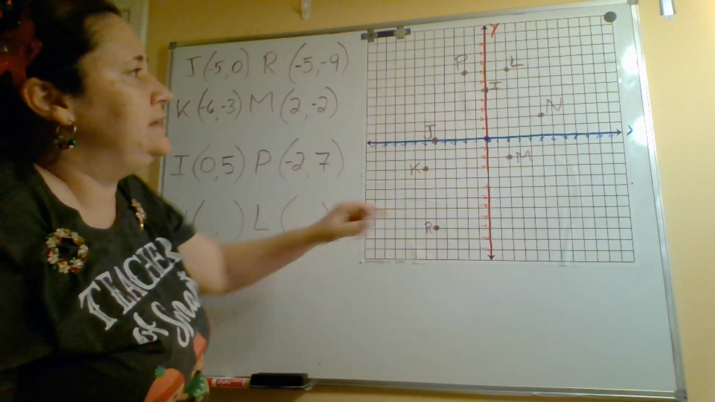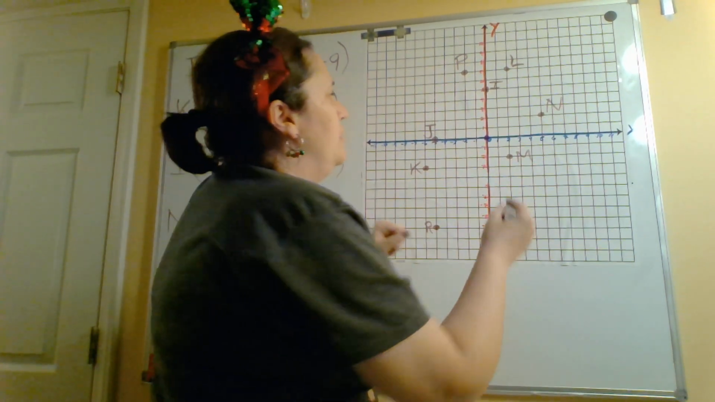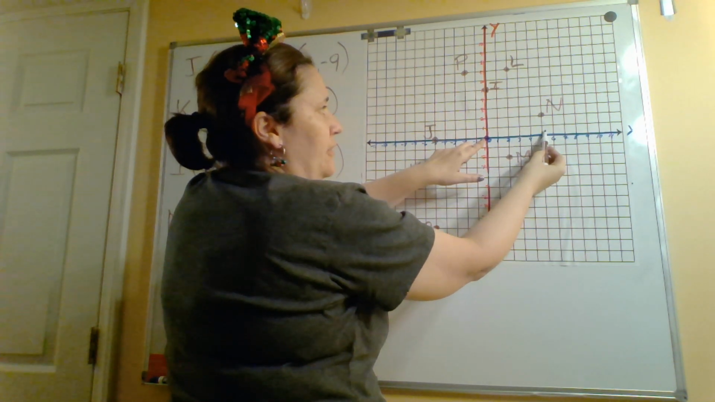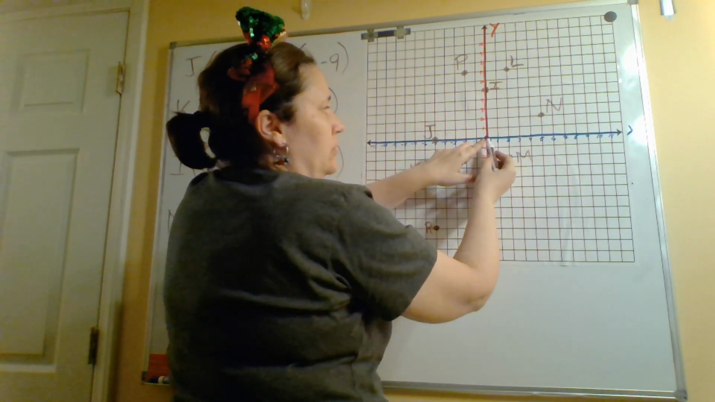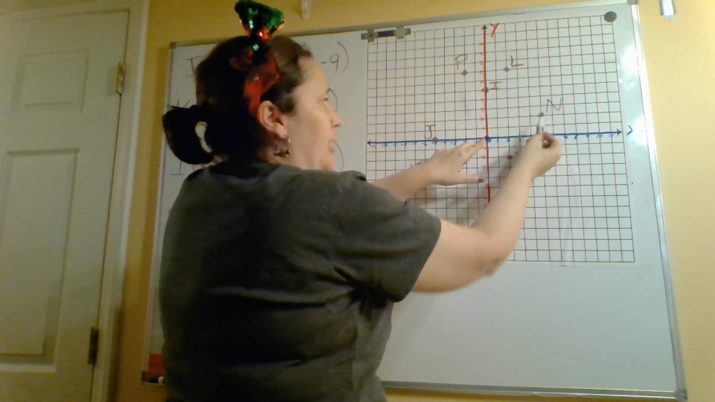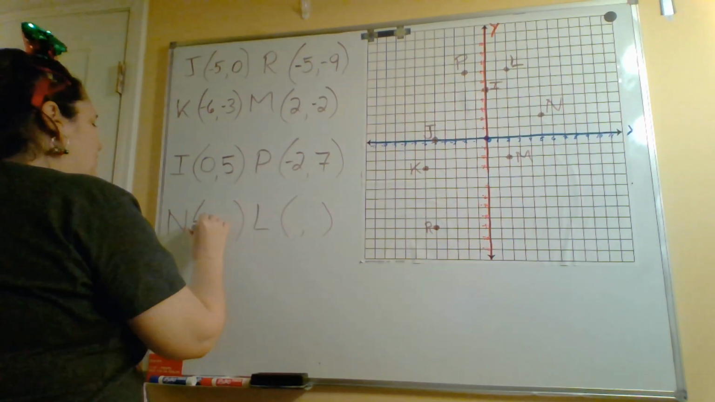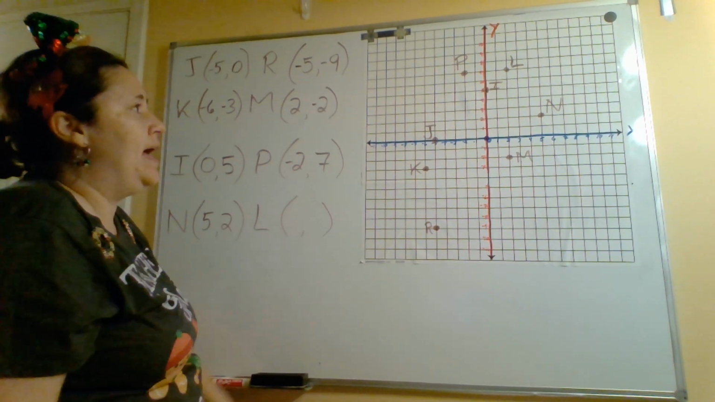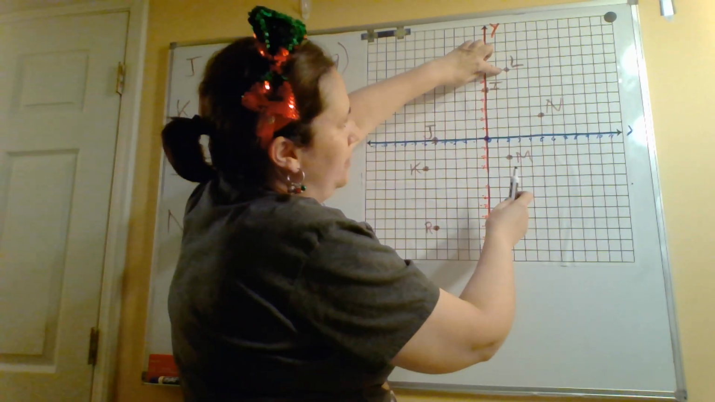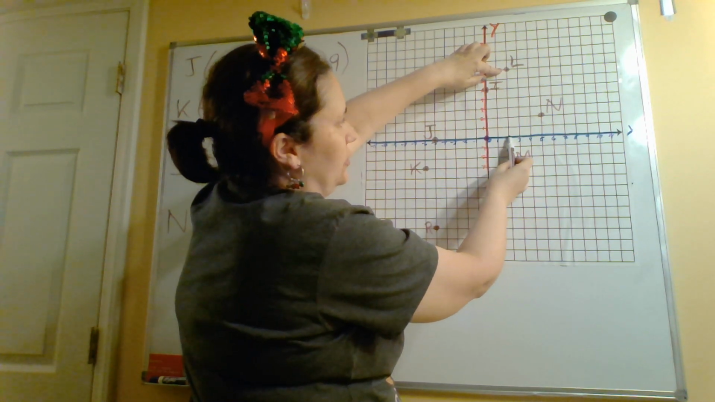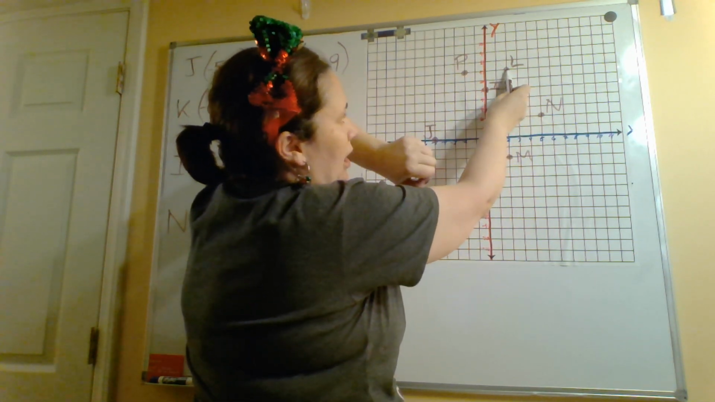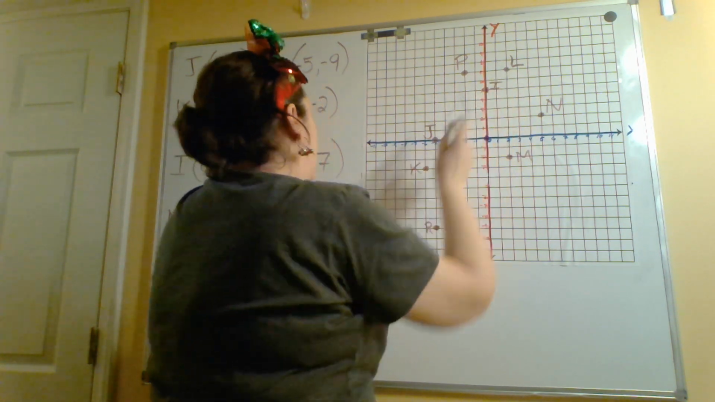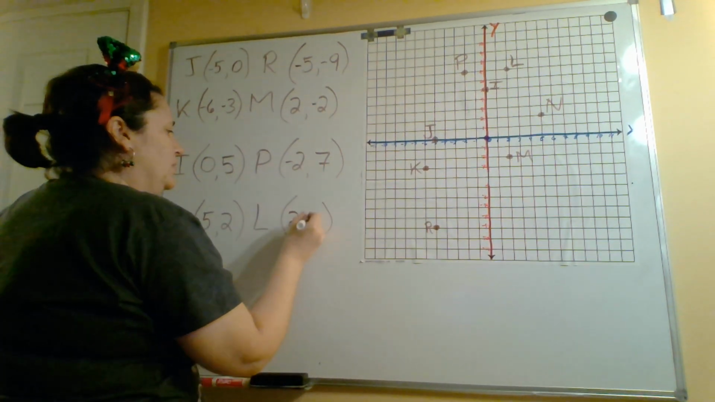Letter N is right here. They started at the origin and they went to the right 5 and up 2. To the right 5 and up 2. That's the coordinates 5, 2. And letter L is way up here. It looks like they went to the right 2 and up 7. Those are both positive numbers. To the right 2 and up 7, 2, 7.